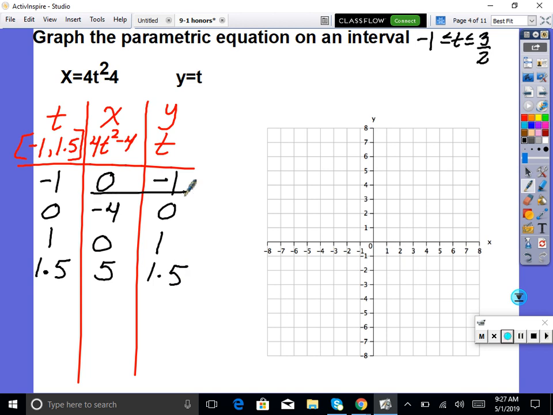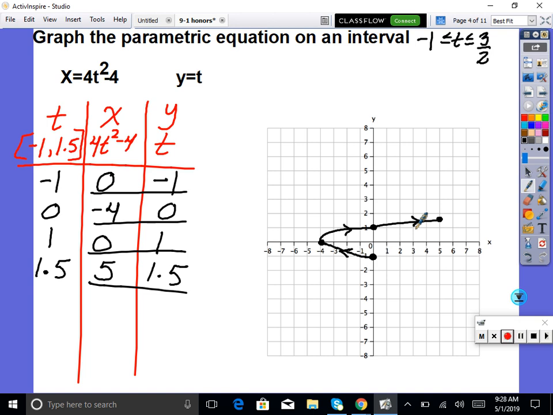So remember, we're graphing these xy points here. So our first point is over 0 down 1. Then we're going over -4 up 0. Now let's connect them and put an arrow. Then we're going over 0 up 1. So we're coming around, arrow. And then we're going over 5 up 1.5. Does this graph look familiar? It's the exact same graph, isn't it?